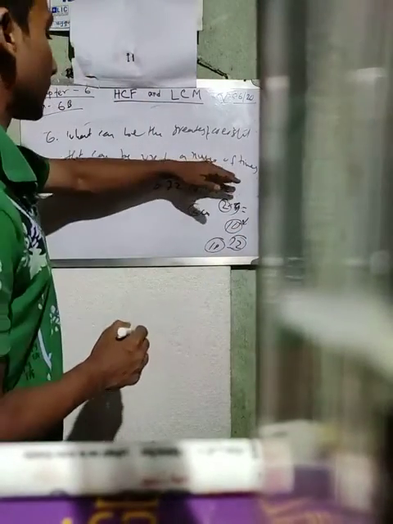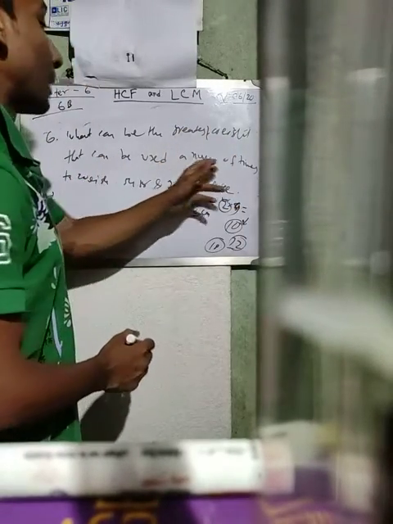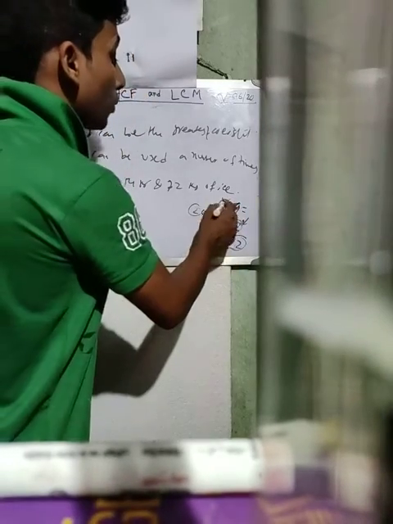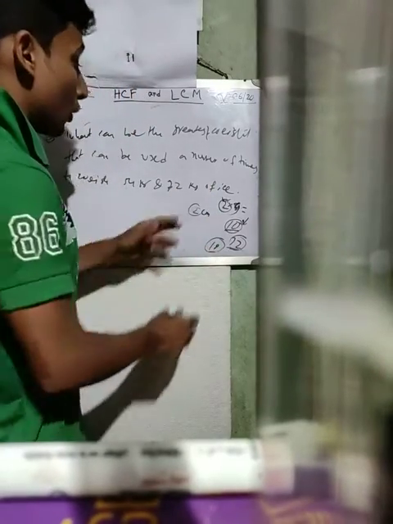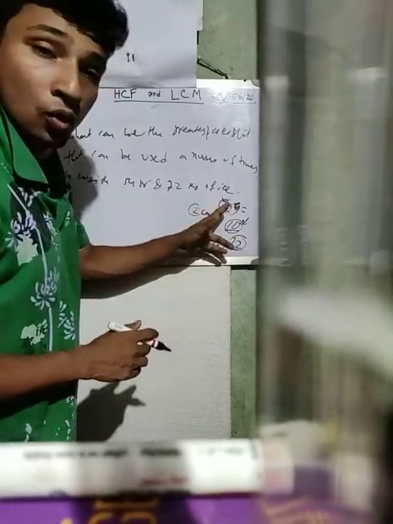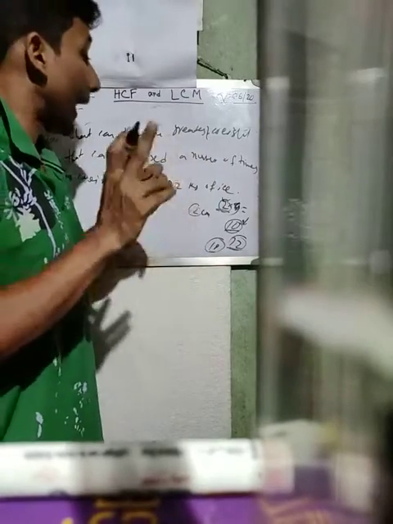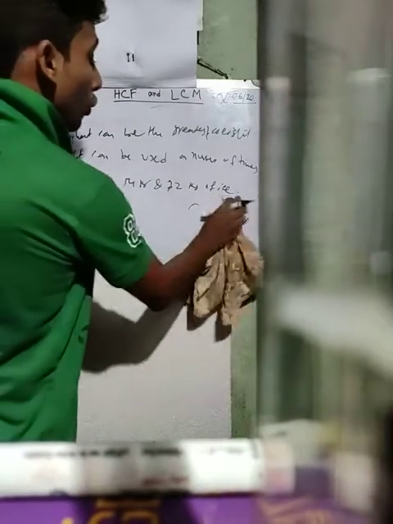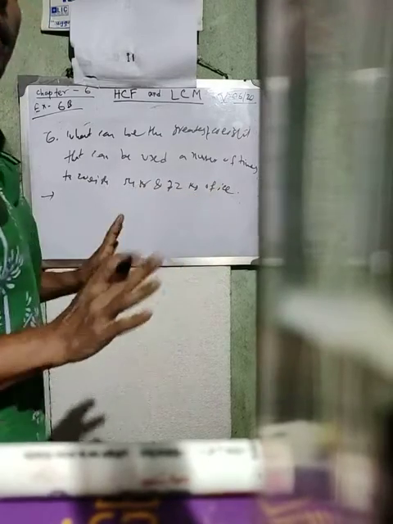So a similar sum is given here. Find the greatest number that can be used a number of times. Now this is the common factor. That means 10, 12, 18 are divisible by 2. That means we have to find the common factor and the greatest common factor. That means you have to find the HCF to weigh these numbers. Okay. So if we can calculate the HCF of 54 and 72, that will be our result.